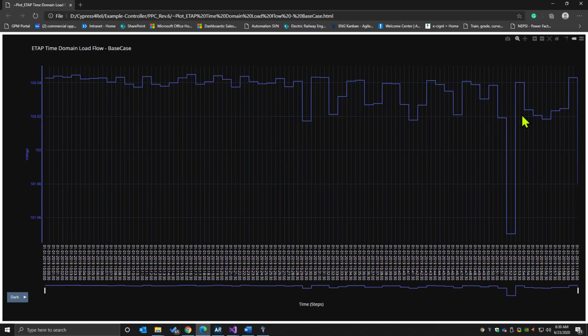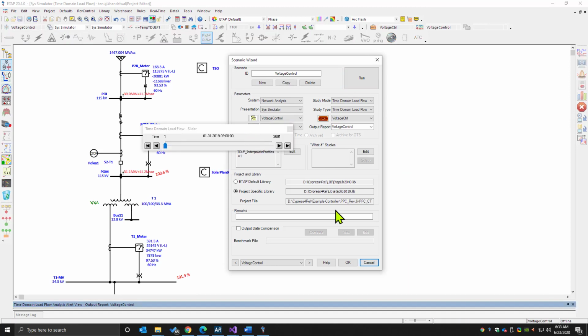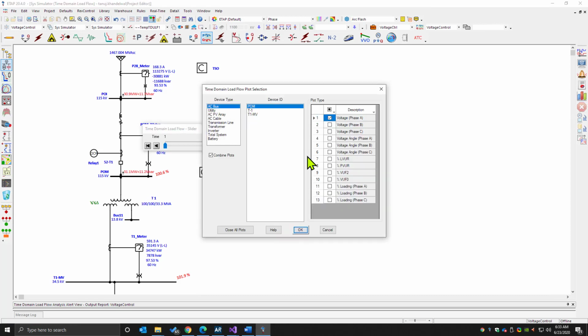So let's go ahead and see, once we enable our voltage control function from our controller, what happens to our POM bus voltage. So we'll simply open up our scenario for voltage control and run. So our calculation is now completed, and we can go ahead and close our scenario and look at our plot once again for the POM bus.